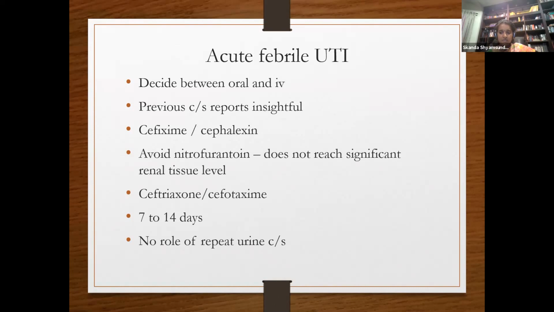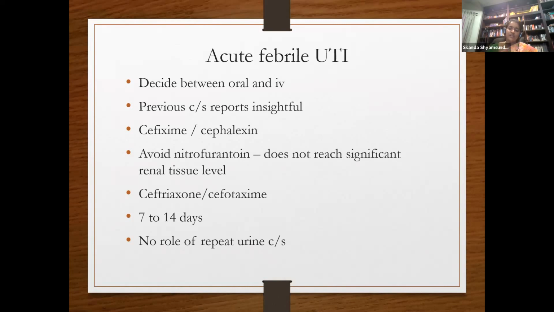Acute febrile UTI, you have to decide between oral and IV antibiotic. Child is stable, having all symptoms of acute febrile UTI, but does not need admission, there's no vomiting, child is hydrated, able to take orally, then you go in for oral antibiotic. If these conditions are not satisfactory or the age is too young, you go in for admission and IV antibiotics. Look at the previous urine culture reports.